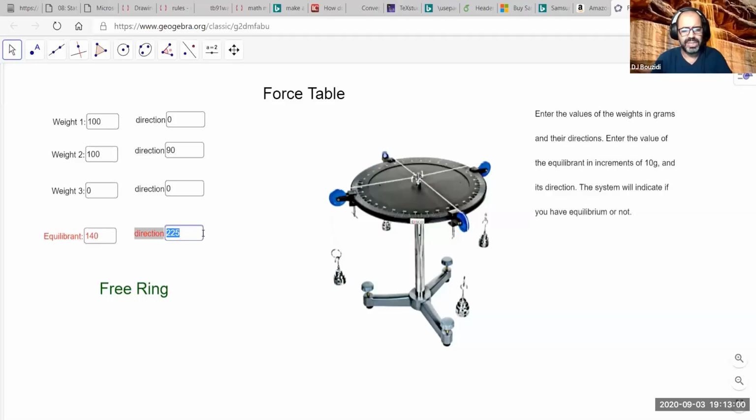Okay, let me stop sharing this thing in here. Let me put 226 degrees and see if that works. It's still free ring. Let me put 220 degrees. No equilibrium. Let me put 221 degrees. So there is a leeway. Even in the lab, there is a leeway because of friction. Okay? So if somebody puts 221, it's perfectly fine, because even in the lab, that happens.